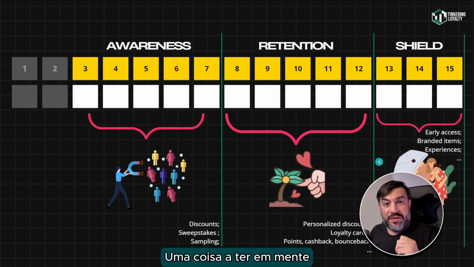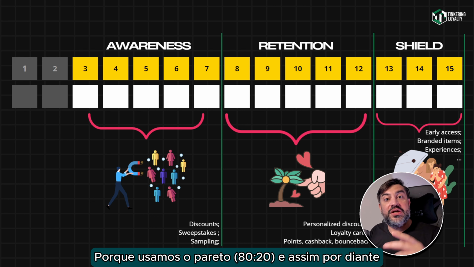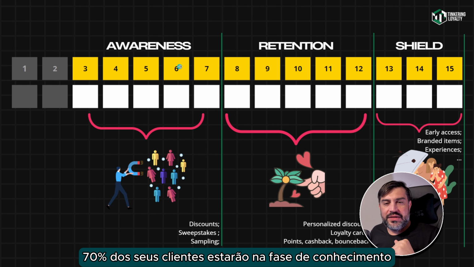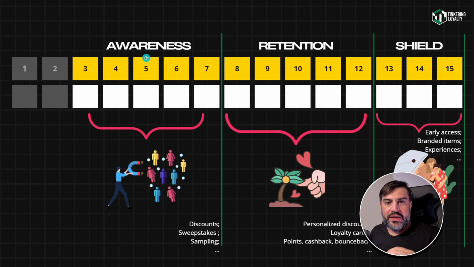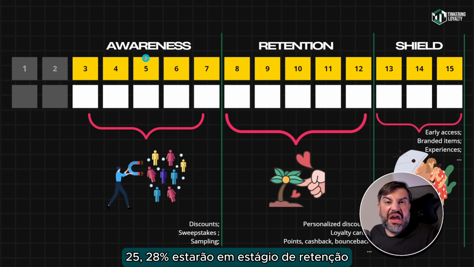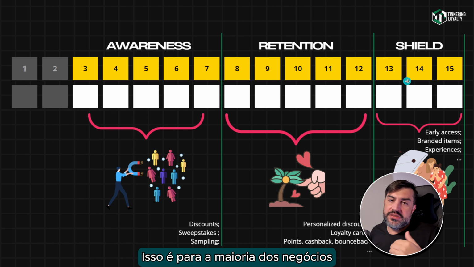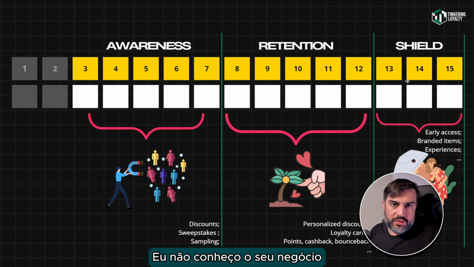One thing to keep in mind when you do this, because we use the Pareto and so on, it's important for you to know that on average, 70% of your customers will be in the awareness stage. 25, 28% will be in the retention stage, and a very small portion will be in the shield stage. This is for most businesses. I don't know your business.